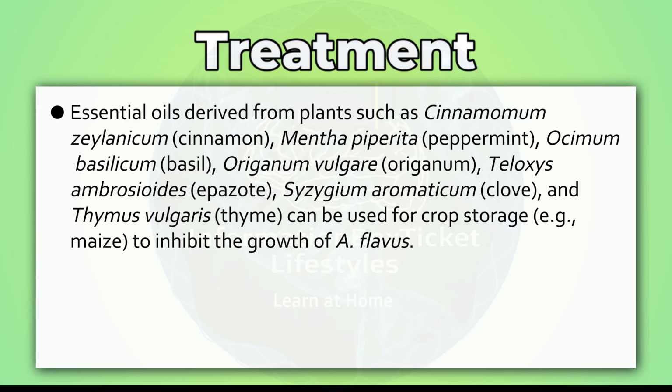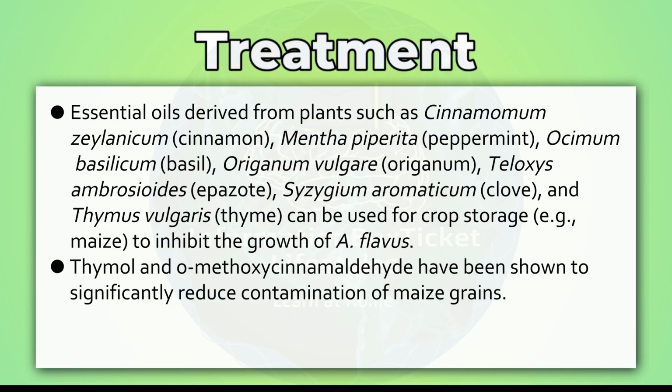Essential oils derived from plants such as Cinnamomum zeylanicum, cinnamon, Mentha piperita, peppermint, Ocimum basilicum, basil, Origanum vulgare, oregano, Teloxys ambrosioides, epazote, Syzygium aromaticum, clove, and Thymus vulgaris, thyme, can be used for crop storage, e.g., maize, to inhibit the growth of Aspergillus flavus. Thymol and o-methoxycinnamaldehyde have been shown to significantly reduce contamination of maize grains.